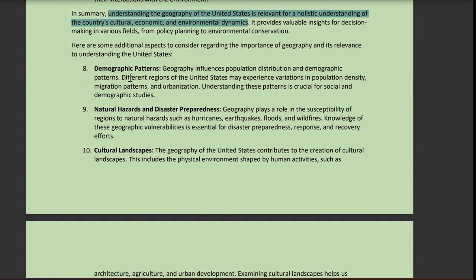We have the demographic pattern, because geography influences population distribution and demographic patterns. So different regions of the United States may experience variation in population density, migration patterns, and urbanization. Understanding these patterns is crucial for social and demographic studies.